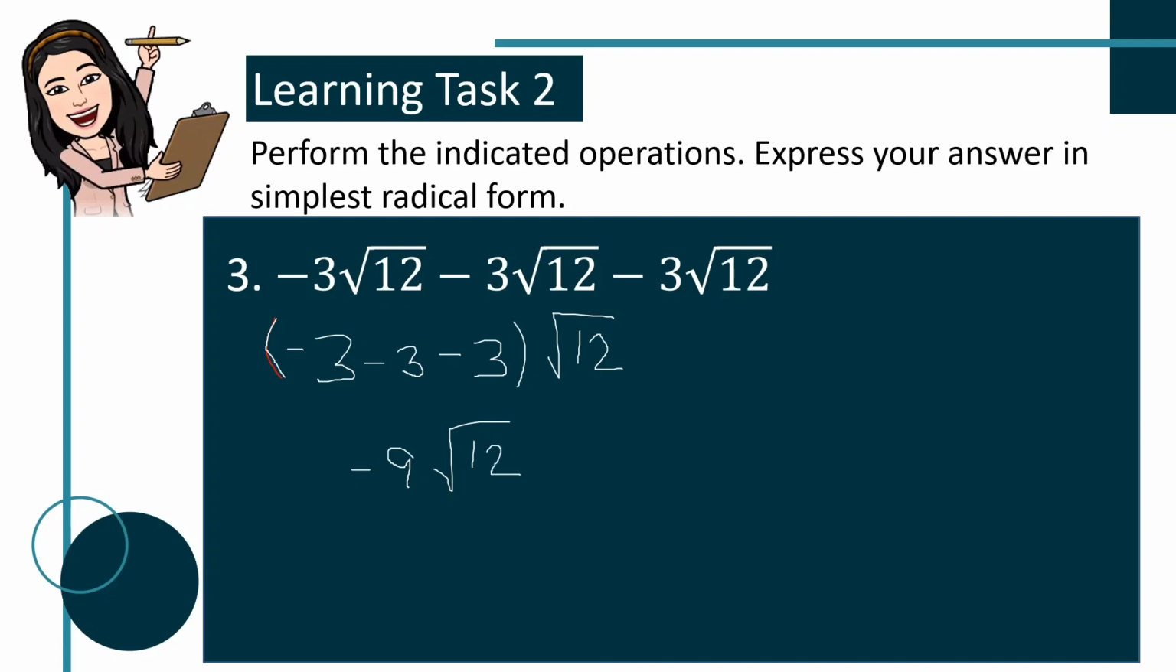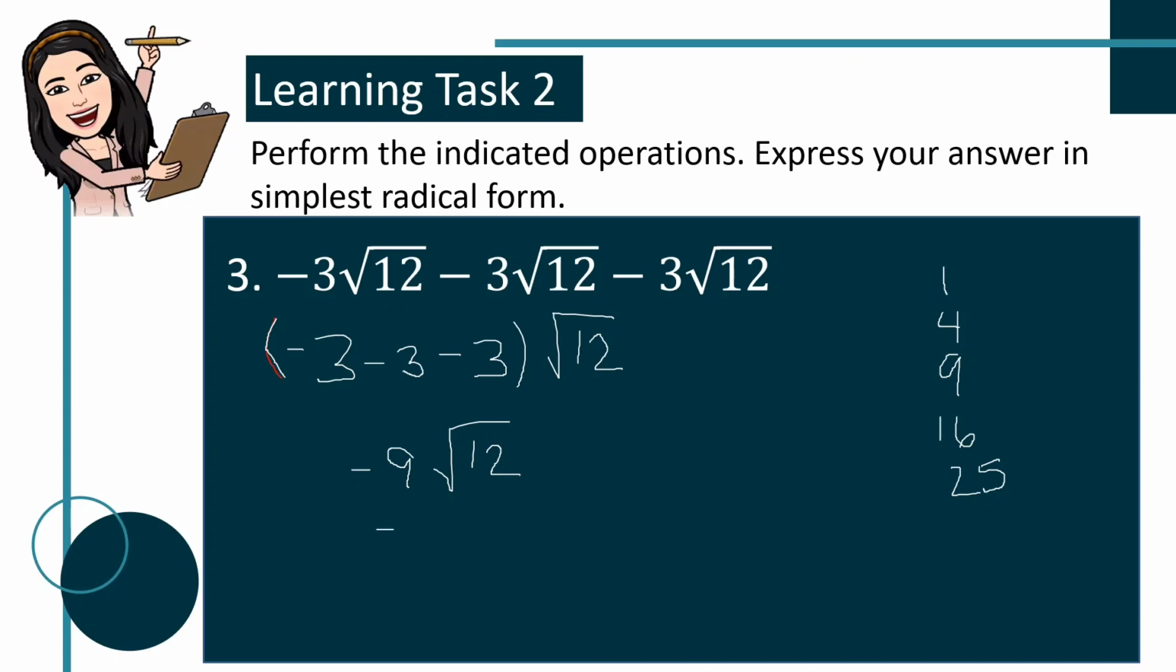Since the 12 inside the radical can still be simplified, what will be the factors of 12 where one is a perfect square? Let me repeat, what are the perfect squares? We have 1, 4, 9, 16, and also 25, and so on and so forth. Now, which of these is a factor of 12? Okay, that is 4 times 3.